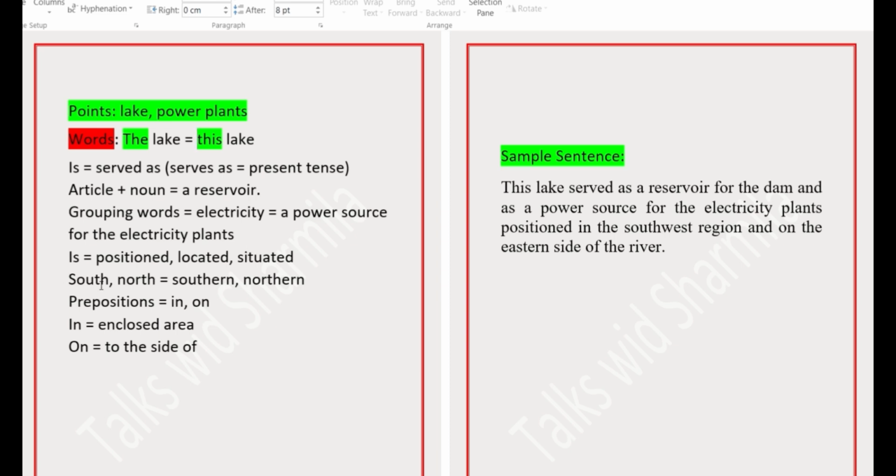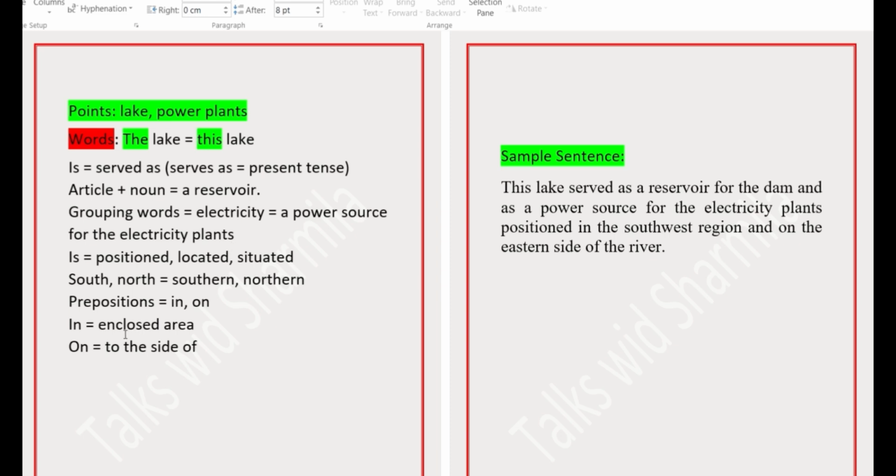Now, for the word placement, that is the word is. For that we use the words positioned, located or situated. Now for the north and south, try to change it into northern and southern. Use the prepositions in or on because you are speaking about the power plant's location.